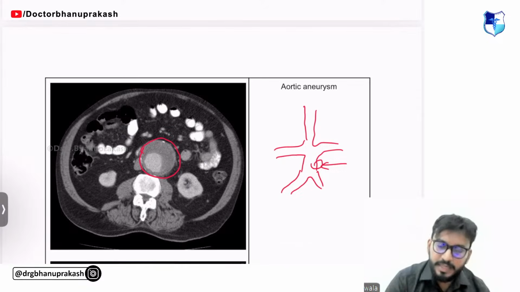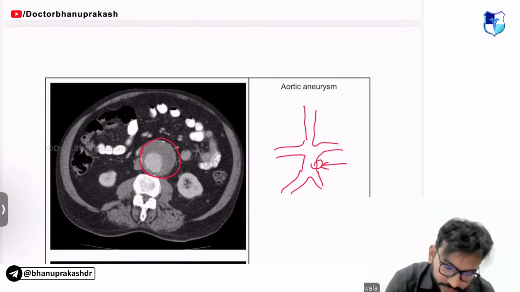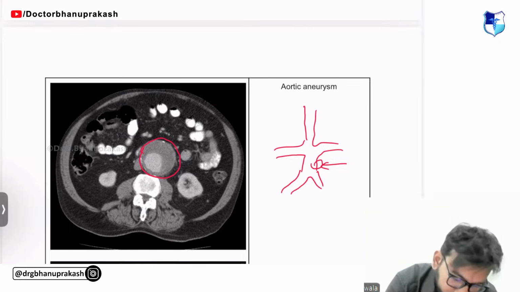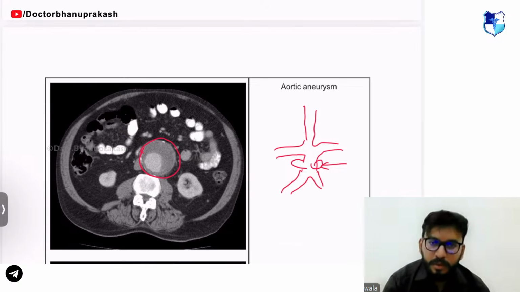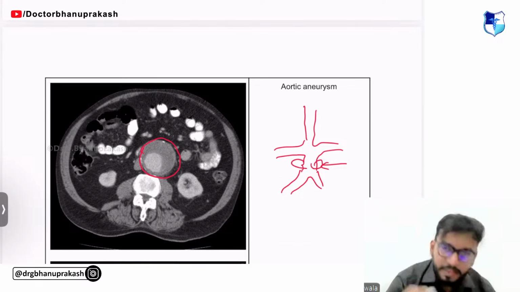Now, sometimes what happens is that there is pseudoaneurysm. Aneurysm means bulging of all the layers. So, if this is the wall of the aorta, then everything will bulge. All the layers here will bulge. This is the aneurysm. But what happens in pseudoaneurysm is that sometimes some of the layers will continue, but some of the layers will bulge.